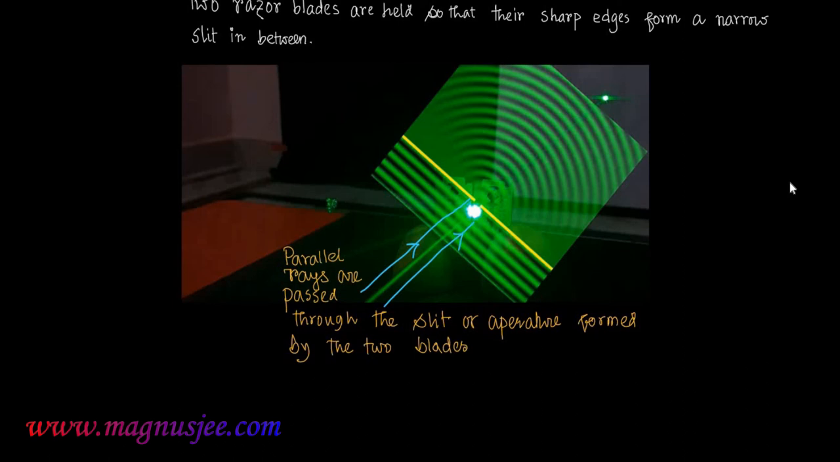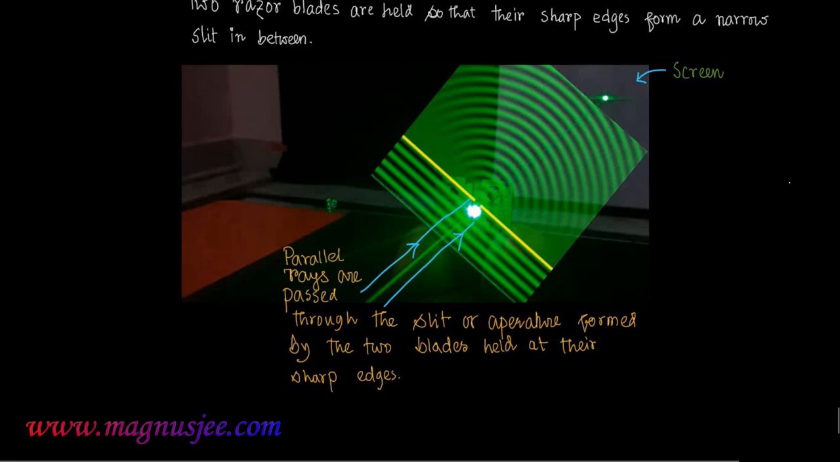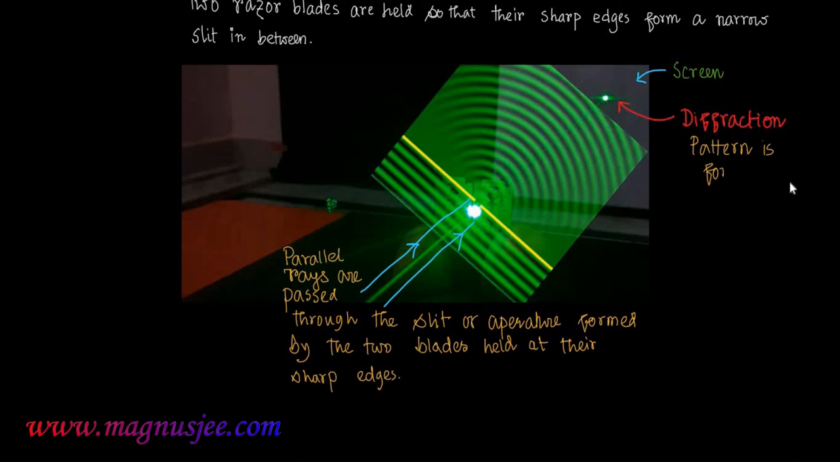Here we can consider plane wavefronts incident on the narrow slit, and due to diffraction of light we get circular wavefronts that will emerge out through the slit. A screen is placed, and on the screen a diffraction pattern will be formed. The diffraction pattern is formed on the screen due to superposition of secondary wavelets from the wavefront or from the aperture. So here two blades are placed so that their sharp edges form a narrow slit.